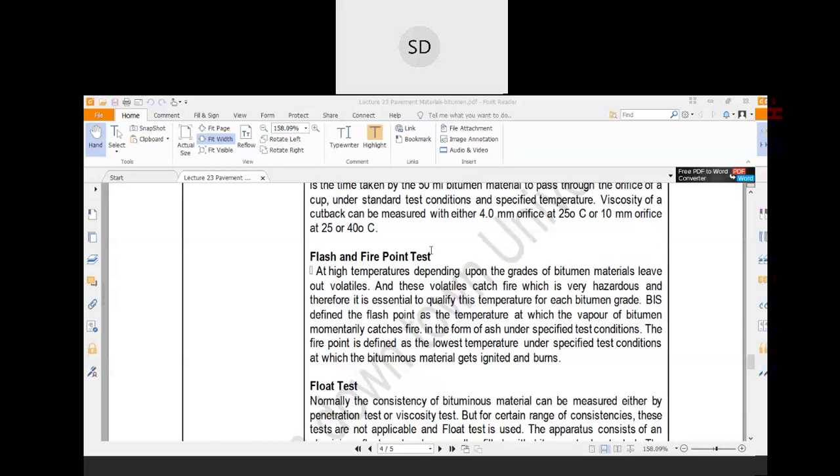Now if this flash and fire point is exceeded on site, in that case it will cause some fire hazard. Therefore it is very important to check the flash and fire point of the bituminous material so that you can instruct the in situ laborers to check for this.